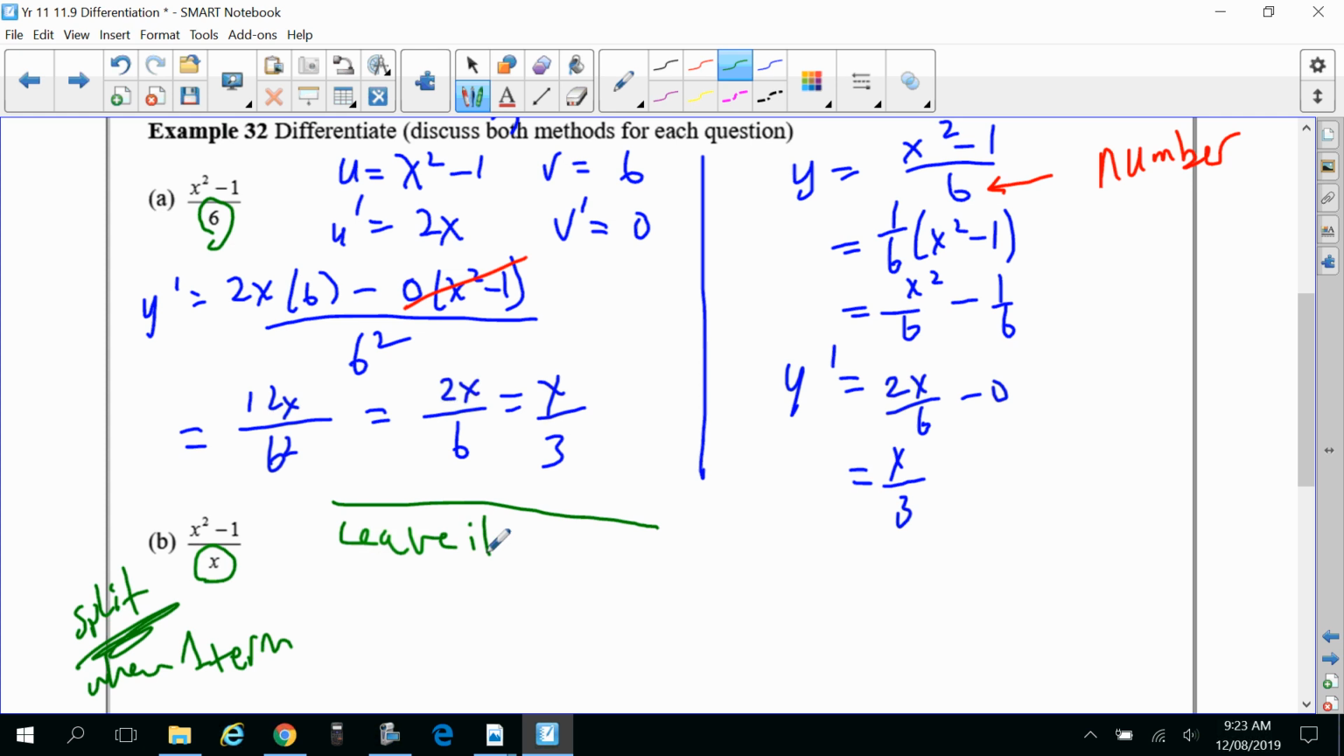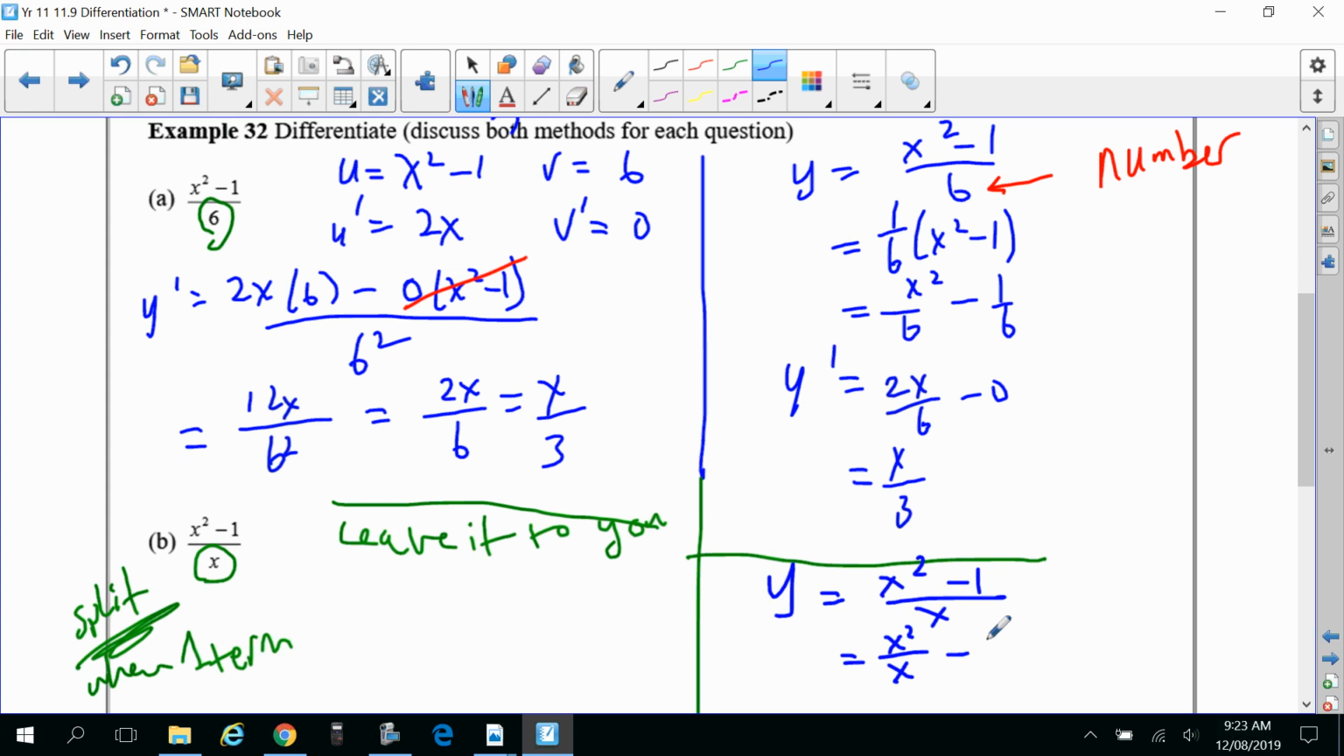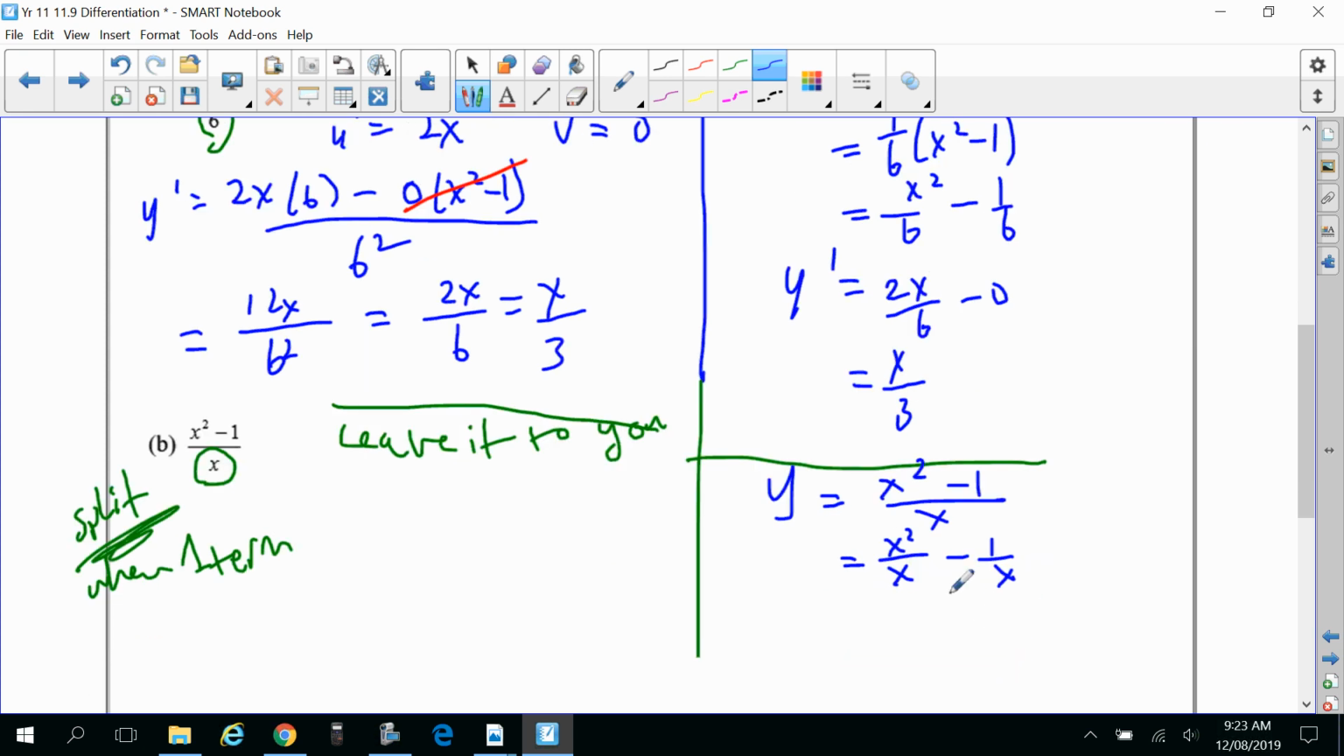So I leave it to you to see why the quotient rule is bad, but I'm going to do it the normal way. Watch this. No quotient rule required. So you go x² on x, minus 1 on x, and write it like this. Seriously, if you use the quotient rule, u', v', bang, bang. It's just so long.